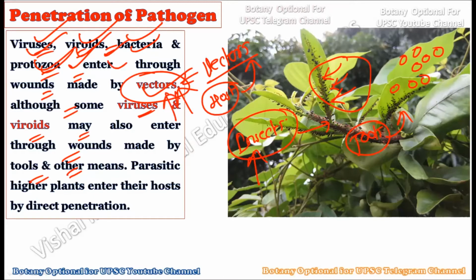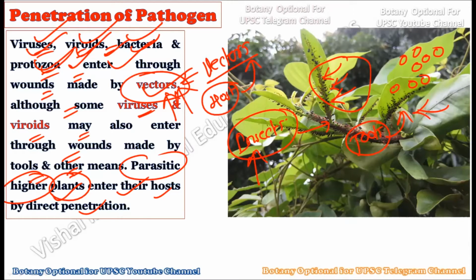They not only transfer the pathogen, but they also facilitate the infection by creating the wound within the plant body. Now, parasitic higher plants enter the host through direct penetration. We have talked about parasitic plants in previous lectures, right? We have taken the example of Cuscuta. They can enter their host by direct penetration, because they are themselves also plants, and they possess a mechanism to create the wound by themselves. Once the parasitic plant comes in contact with the host, they do not require any type of injury, but can directly penetrate the plant body.